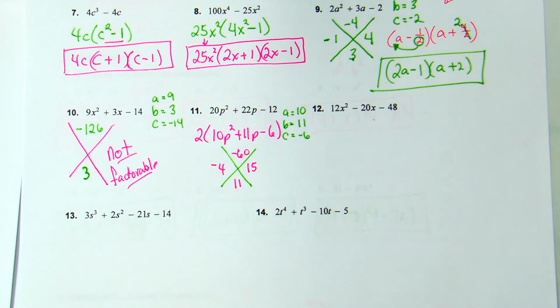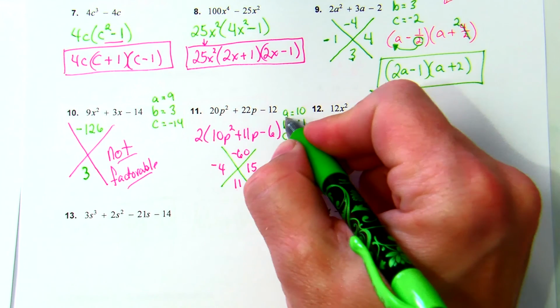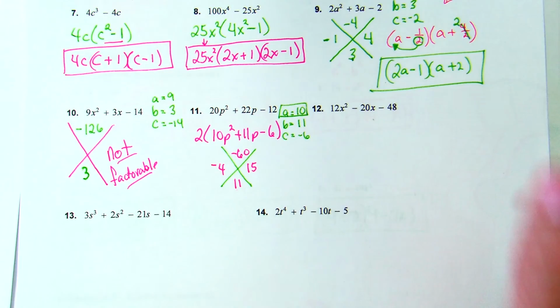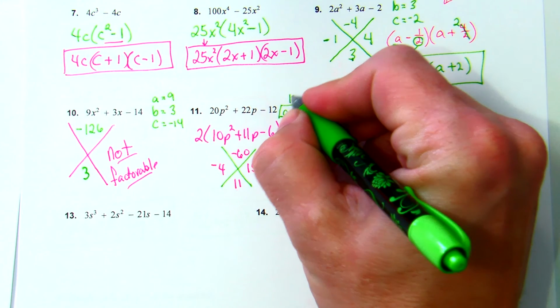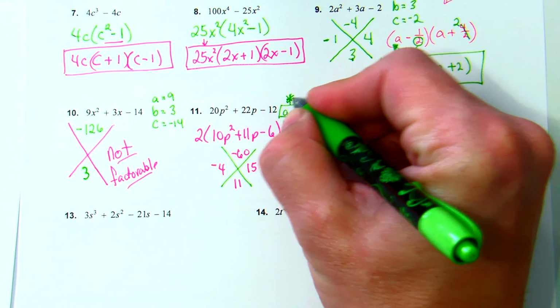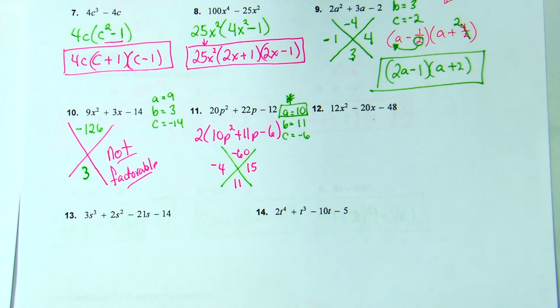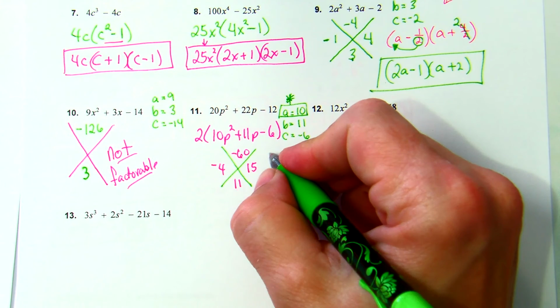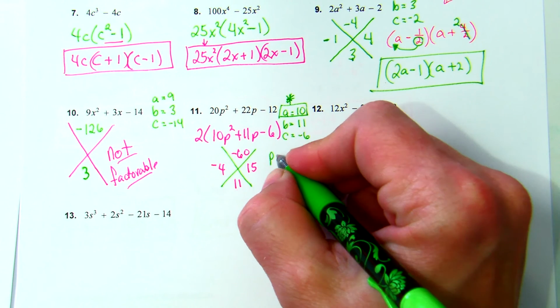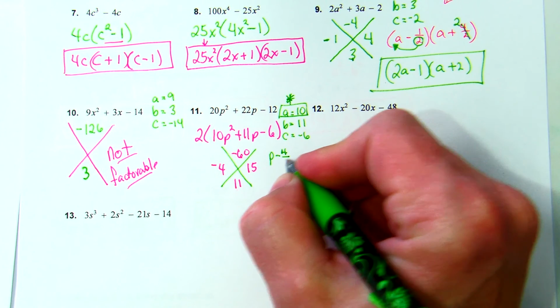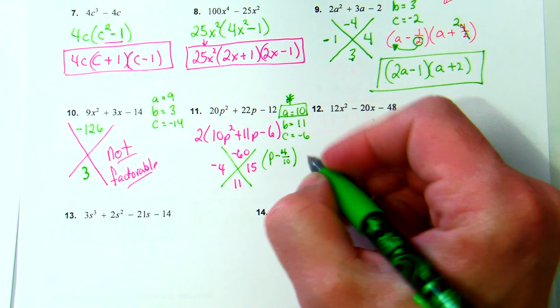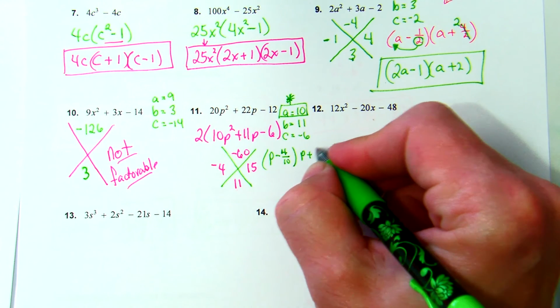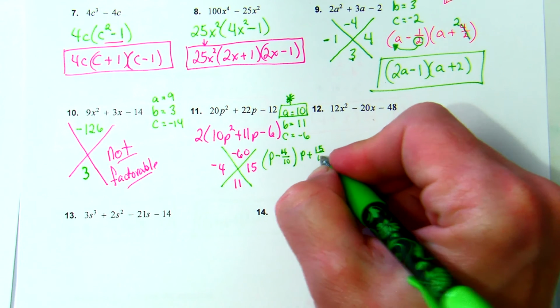All right, so that being said, again, my A is not 1. Okay? My A is not 1. So that means when I create my binomial factors, I'm going to have p minus 4 over 10, and then p plus 15 over 10.